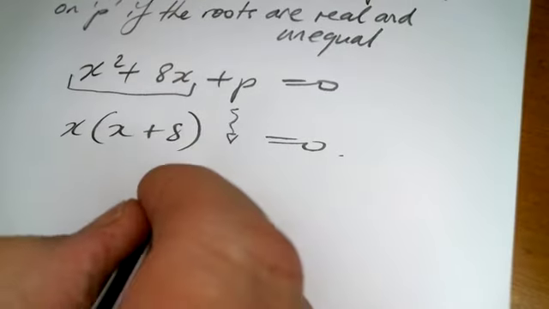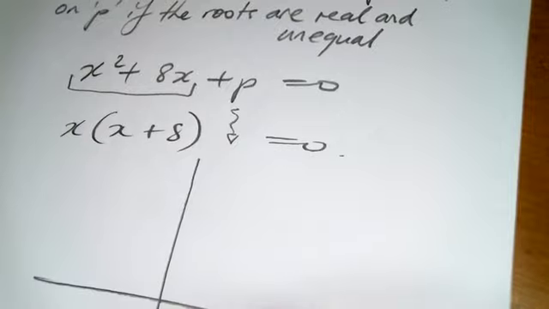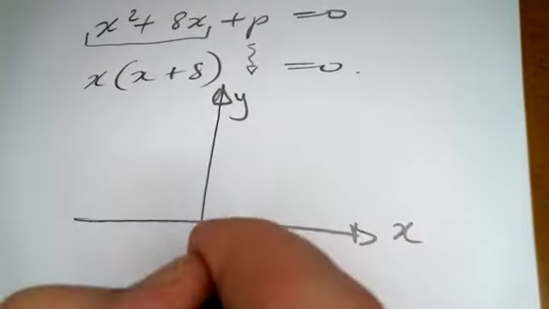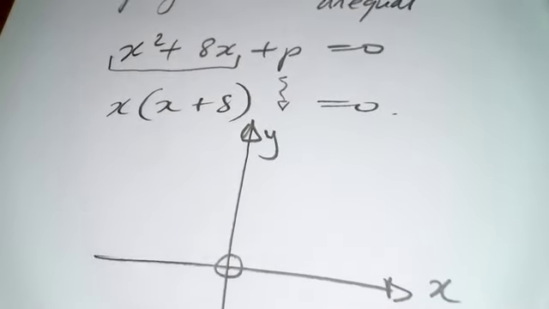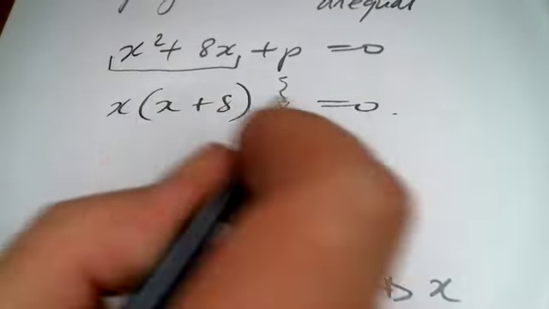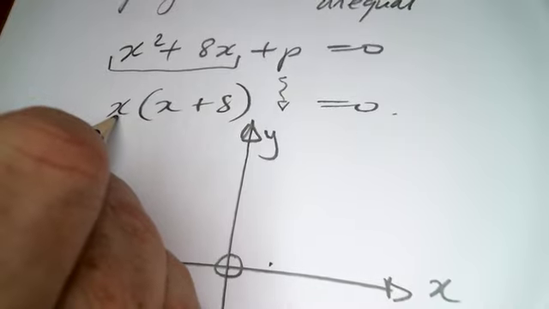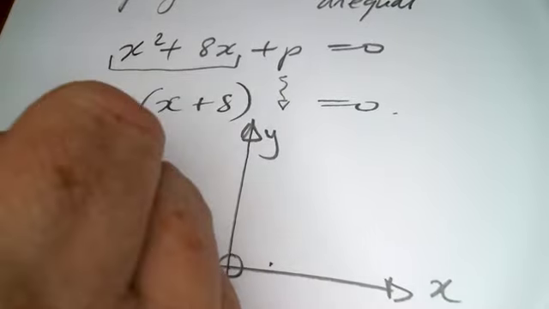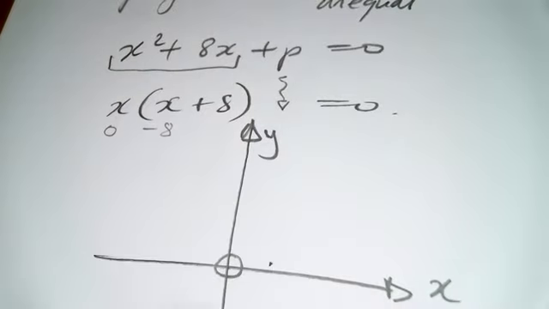So let's just draw that up for a moment. Here we've got our y and our x. Here's our 0. And we know that if this is true, then either this x is going to be 0, or this x here is going to have to be -8. So that's going to be a 0, it's going to be a -8. Here's my 0, here's my -8.